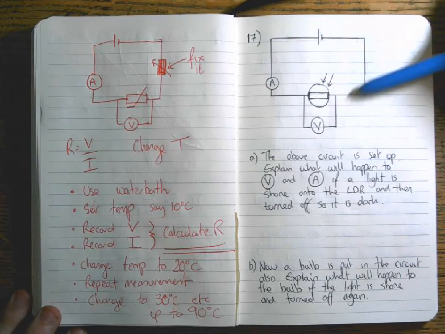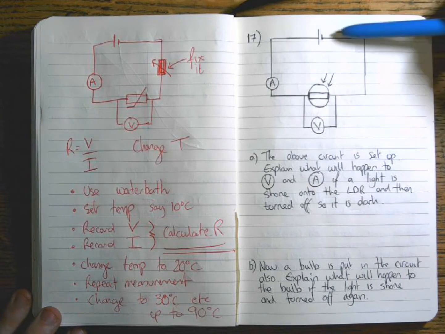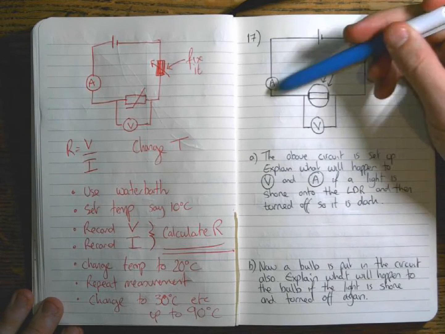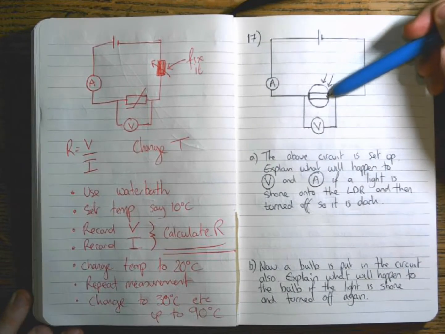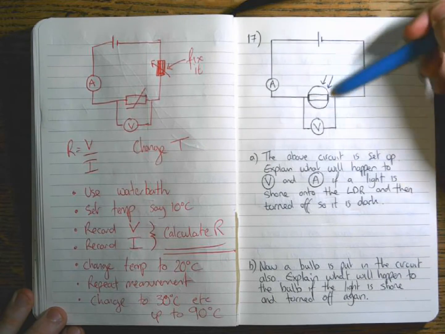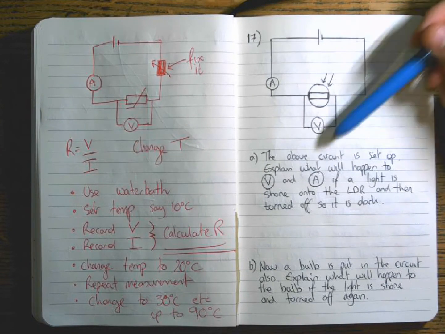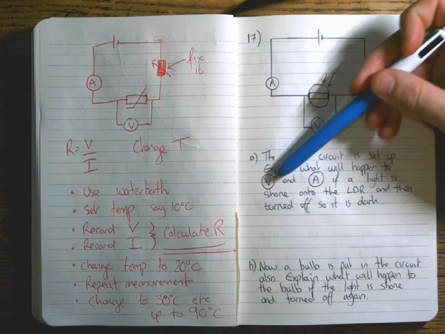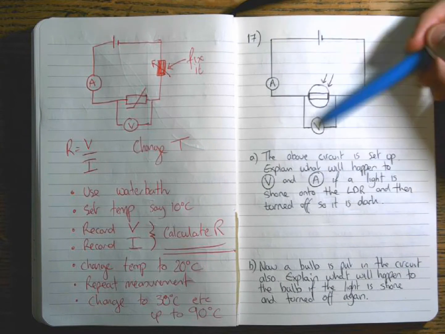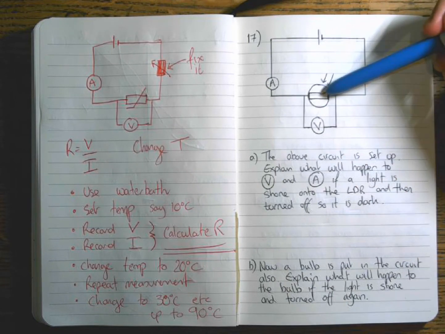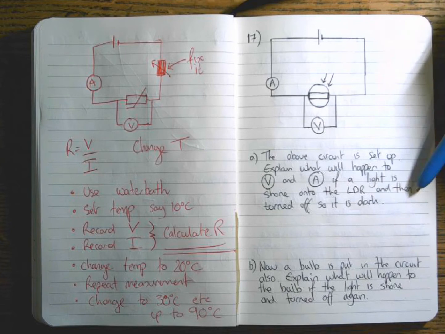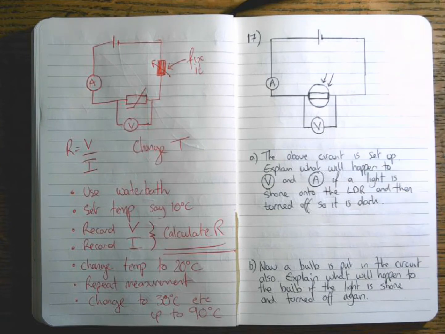Okay, in this circuit we've got another ammeter and a voltmeter, but this time we've got what's called an LDR, or a light dependent resistor. Explain what will happen to the voltage and the current if a light is shone onto the LDR and then turned off so that it's dark.